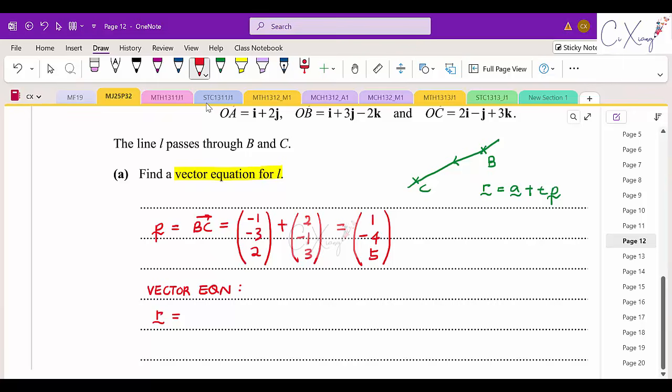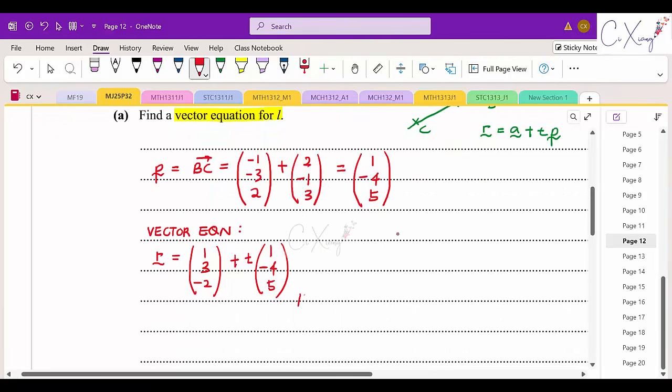So for the vector equation, r equals a plus tp. The a means the passing point here, so I'm using this passing point, 1, 3, and -2, plus t, then p. p will be 1, -4, and also 5. This is the direction of the line that I found out just now. So this is how we write out the vector equation for the line.